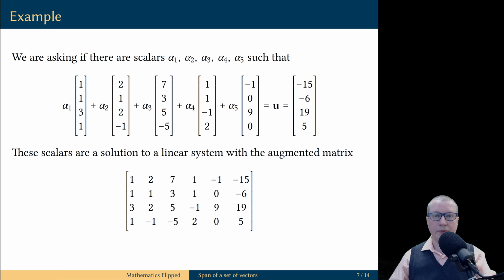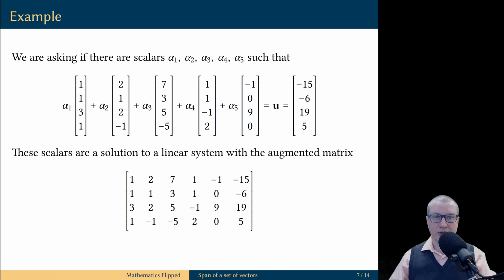Let's recall one of our previous results. We proved that solutions to linear systems are linear combinations of the columns of the coefficient matrix that is equal to the vector of constants. Therefore, we can think of solutions in terms of alphas for this vector equation as solutions to the linear system represented by the following augmented matrix.